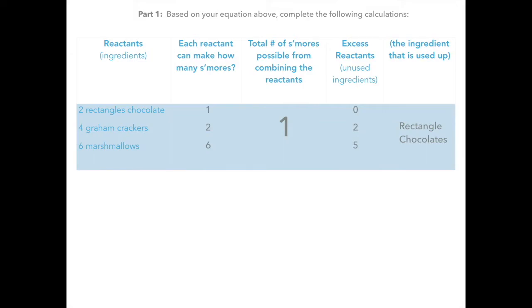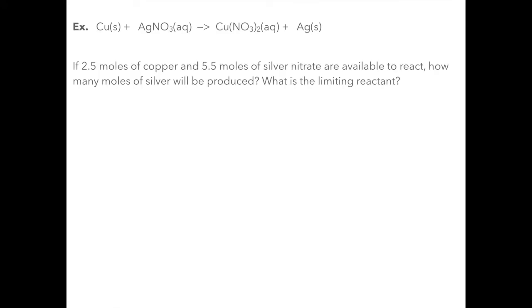Okay? So we're now going to take this concept and we're going to apply it to chemistry. So if we look at this problem, I tell you you have 2.5 moles of copper and 5.5 moles of silver nitrate. Those are your 2 reactants. How many moles of silver can be produced? Well, just like with this s'more example where I had you determine how many s'mores each of the reactants would make, we've got to figure out how many moles of silver each of those reactants will produce.